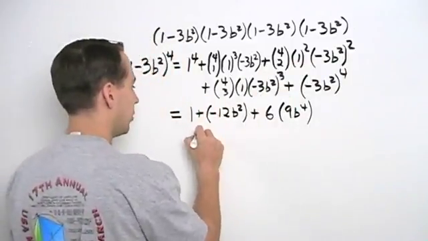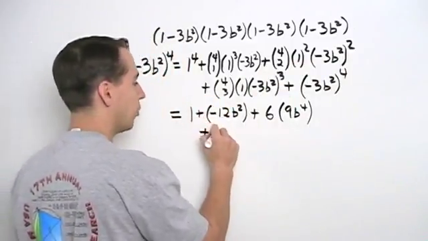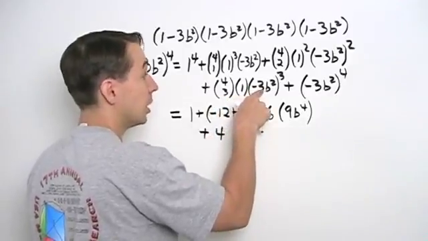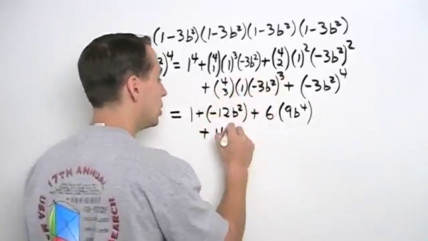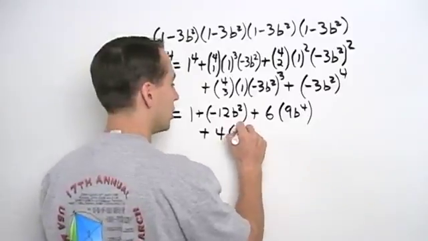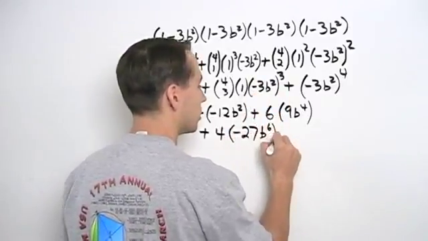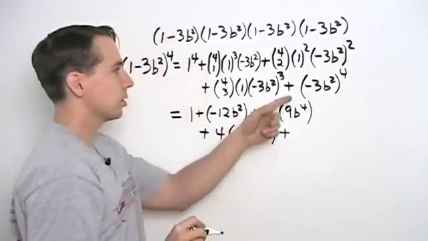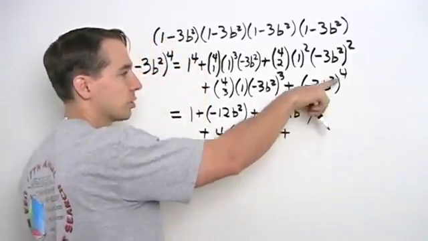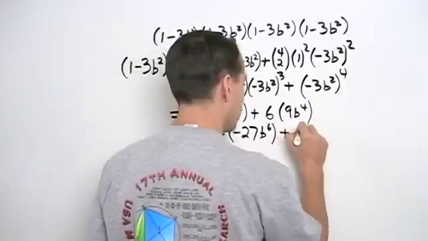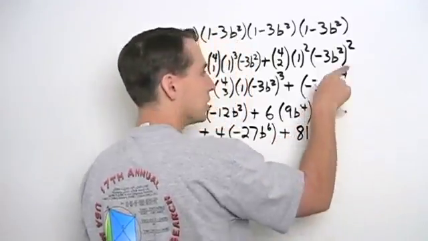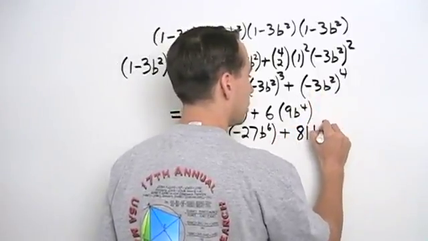Then next up I have, let's see, that's 4. 4 choose 3 is just 4. Minus 3b squared, this whole thing cubed. I'm going to have to keep that minus again. b squared cubed is b to the 6th. And then my last term, well, minus 3, when I raise that to the 4th, I get 81. And then b squared up to the 4th is b to the 8th.